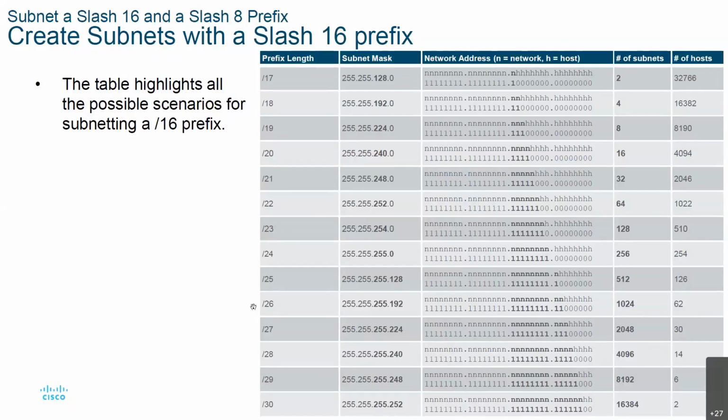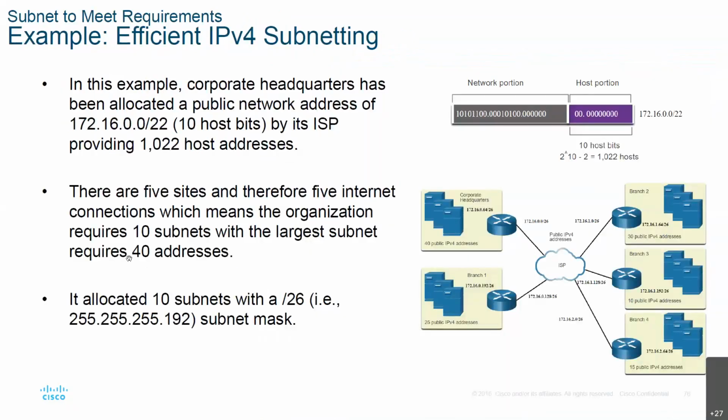Remember, we were over here. Now we are going to 26. So we are further taking some host portions and adding them to the network bits. So we can have 1, 2, 3, 4, 5, 6. 2 to the power of 6 minus 2, that means 62 devices, which is okay because we only need 40 addresses.